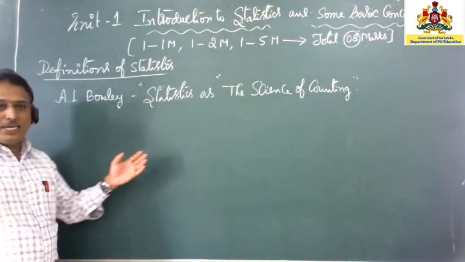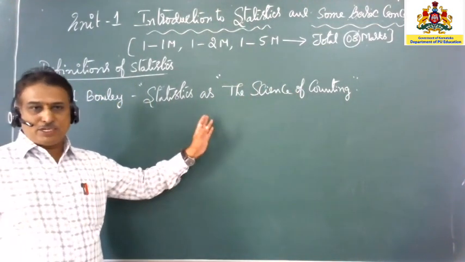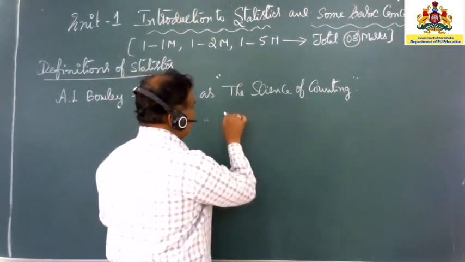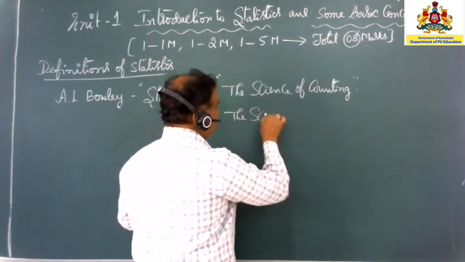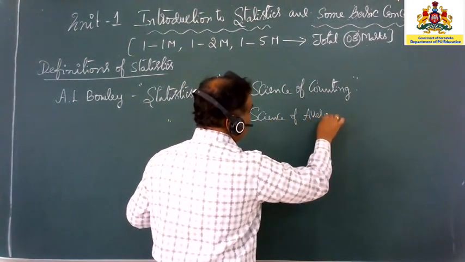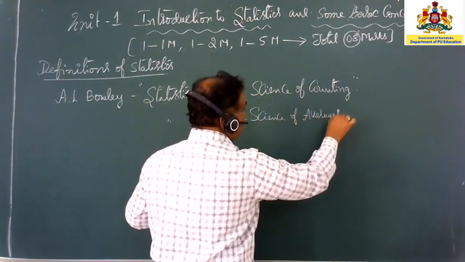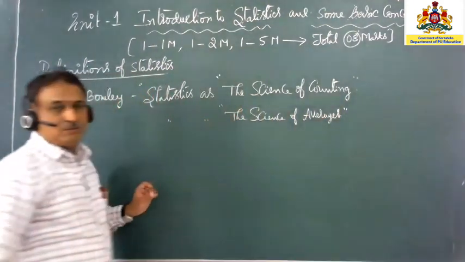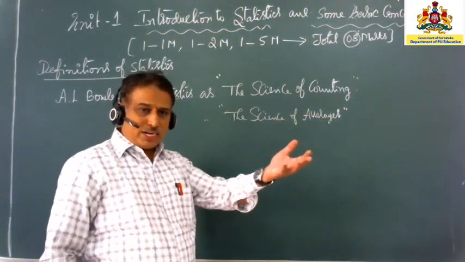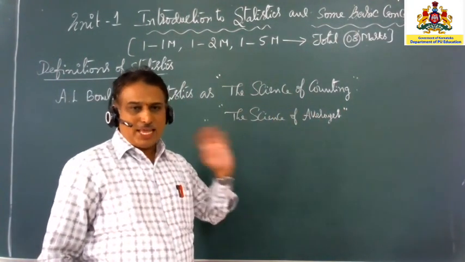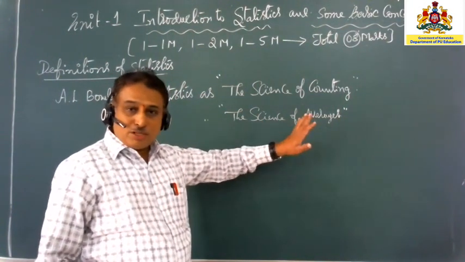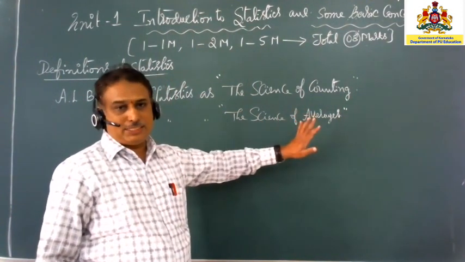Next, he himself realized the drawback of the first definition. He gave one more definition: statistics as the science of averages. Science of averages. Generally, after collecting the information, we are taking the average. But this is also not the complete definition of statistics.